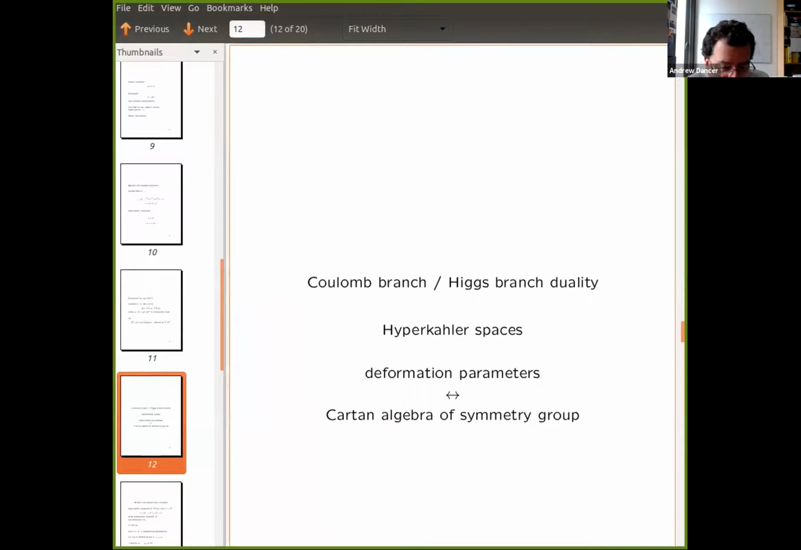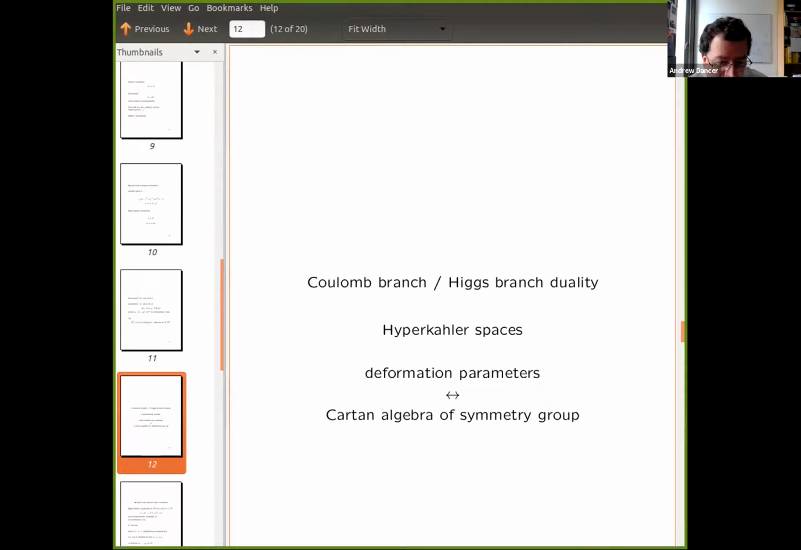Now, this is actually quite a strange kind of duality. In particular, it can change the dimension. So that's different from classical mirror symmetry of Calabi-Yau threefolds. Now the dimension of the Higgs branch and the Coulomb branch can be different. So these spaces are actually living in different dimensions, but they're still linked by this duality. We'll see an example of that in a second.